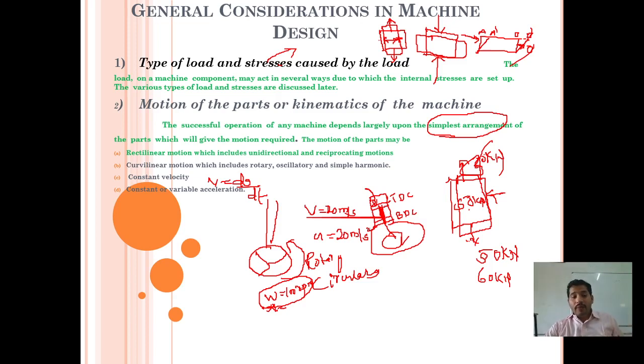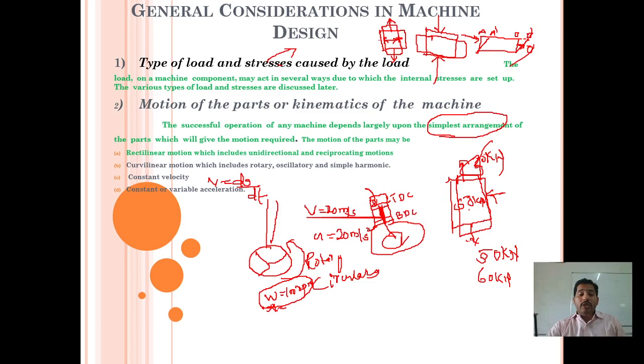So again I will repeat. Any machine component totally depends upon the simplest arrangement of the parts which will give the desired motion. First one is rectilinear motion. I gave the example of cylinder and piston. Second is curvilinear motion. I gave the example of the fan. Third one is constant velocity. Any object moves with the same velocity. It has to cover the same distance. So we can say constant velocity.